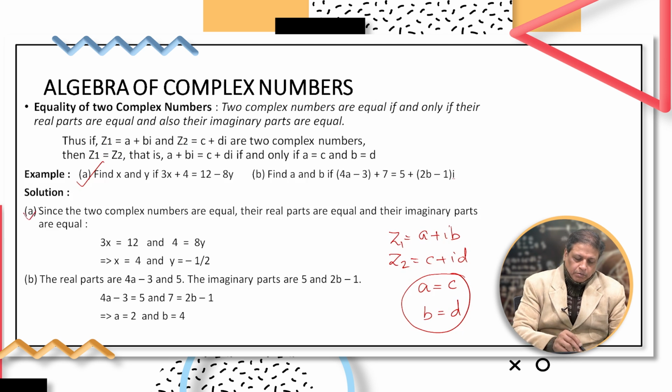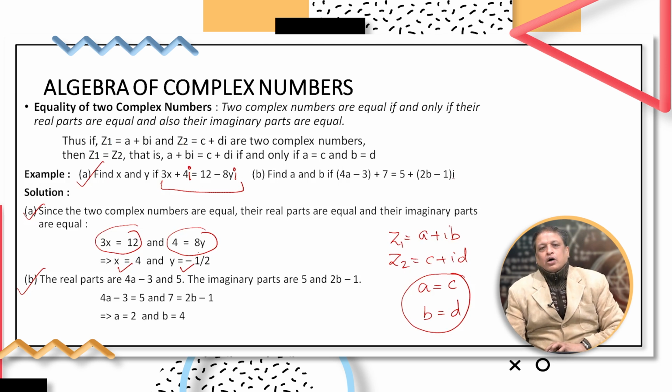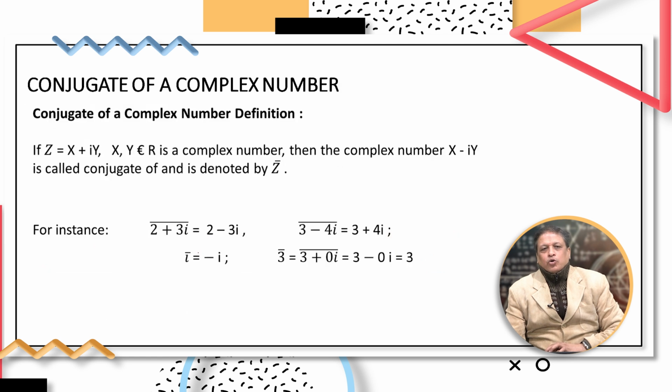Two examples were discussed in the sessions also, wherein we are supposed to find x and y if 3x plus 4 iota is equal to 12 plus 8y iota. So these two are complex numbers. Equating the real components, that is 3x is equal to 12, and 4 is equal to 8y, you can calculate that x is equal to 4 and y is equal to minus 1 by 2. So this is how we understood the equality concept in the algebra of complex numbers, and we had also explored various other operations of the algebra.